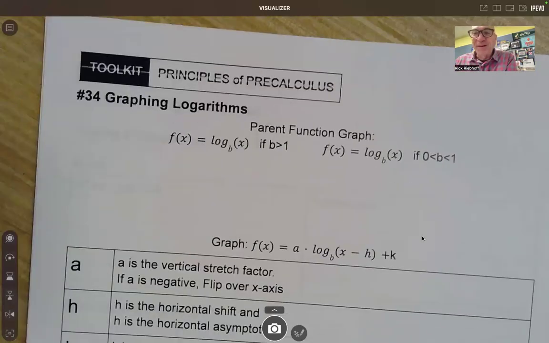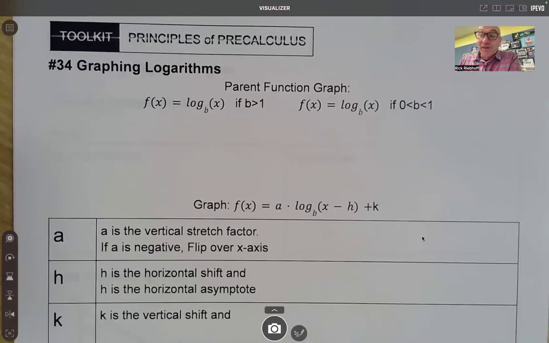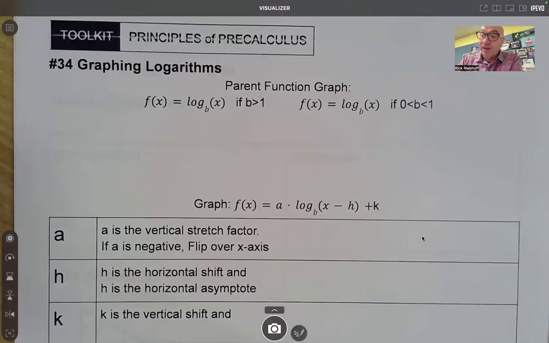Okie dokie, people. Here we go. We're going to graph logarithms. They're not that hard. Once you get the parent function, transformations are going to be exactly the same as we've done before, and we'll be able to graph them no problem.